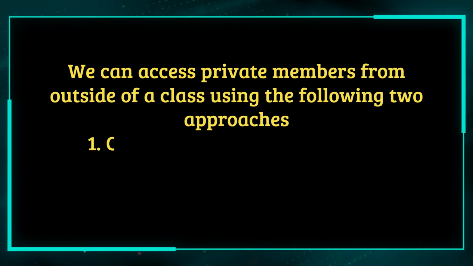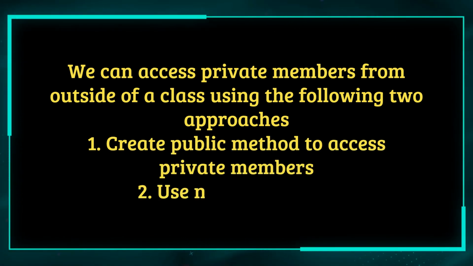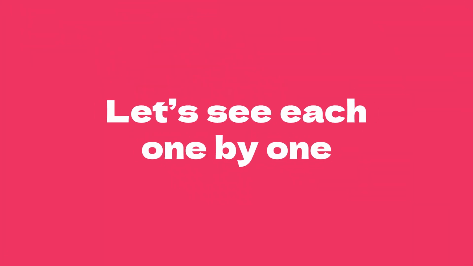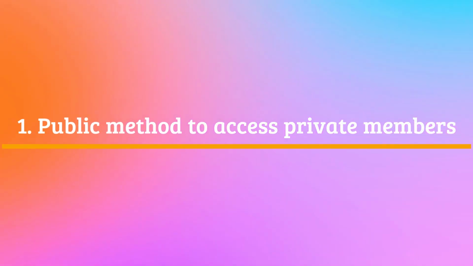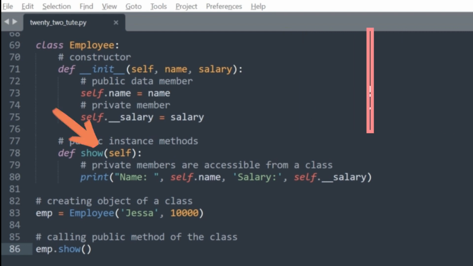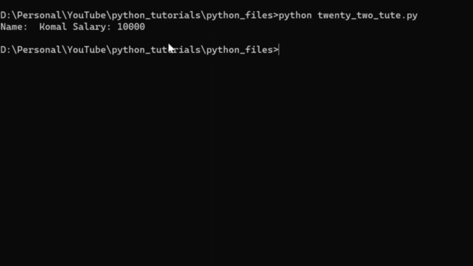1. Create a public method to access private members. 2. Use name mangling. Let's see each one by one. 1. Public method to access private members. In this example, we have created an Employee class by defining a private member __salary and implementing public behavior using show instance methods. If you run this file, you will see the expected output without any error.